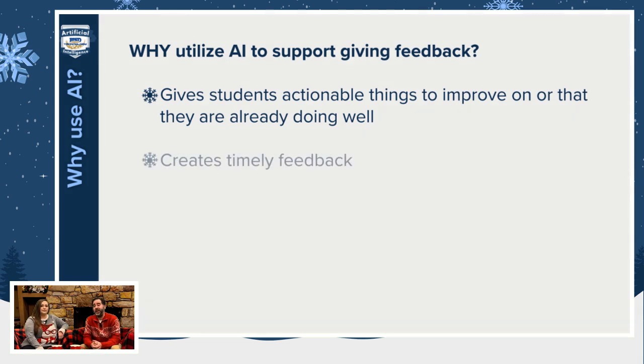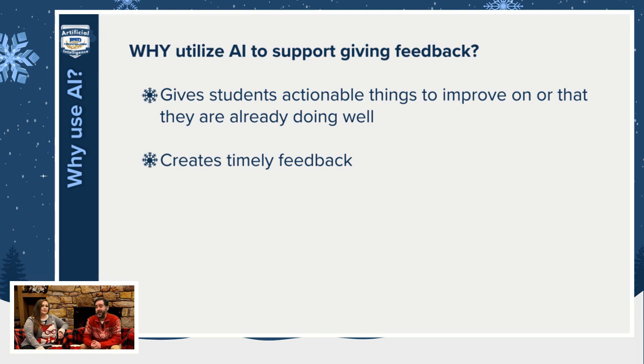So a reason to use AI specifically for feedback is that it can be extremely timely, so that the students are receiving that feedback when they need it. If you're providing feedback to the student the next day, or even worse, a week later, they've already moved on. They're not thinking about that assignment anymore. But if you could give them that actionable feedback immediately where they can go and make changes, they're much more likely to remember and to act on it.